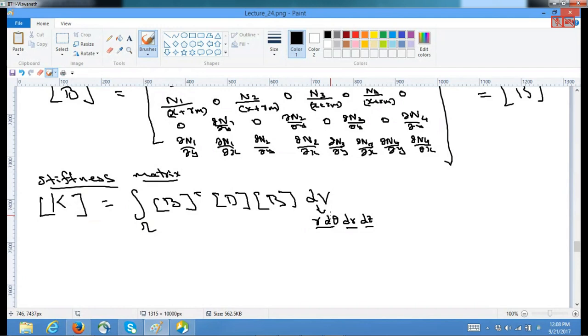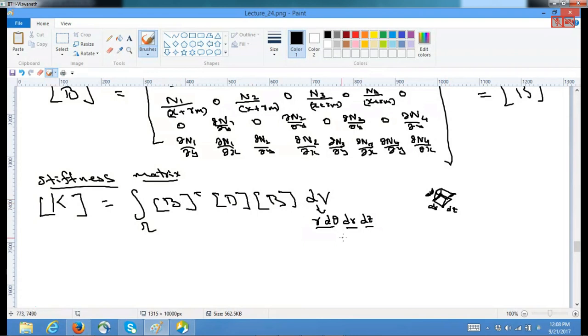The easiest way to do it is, let's assume this is r dθ, this is dr, this is dz, and assuming it's a small cube, you can write it as r dθ dr dz. So that's how you get it. You know all these entries and you can compute it.